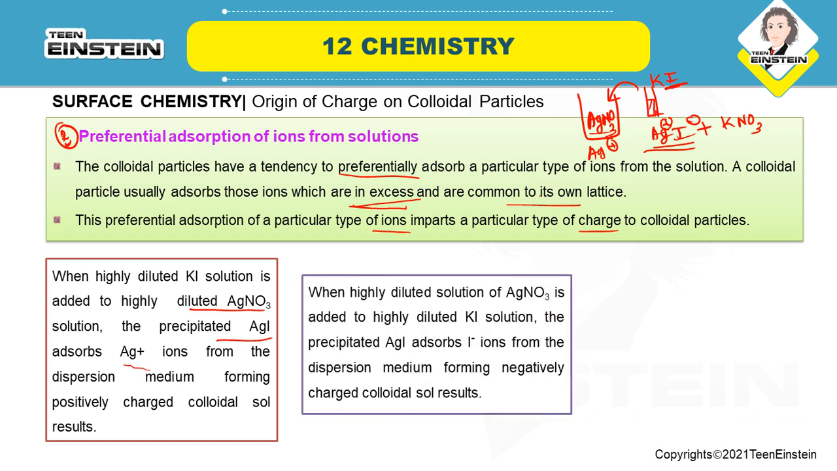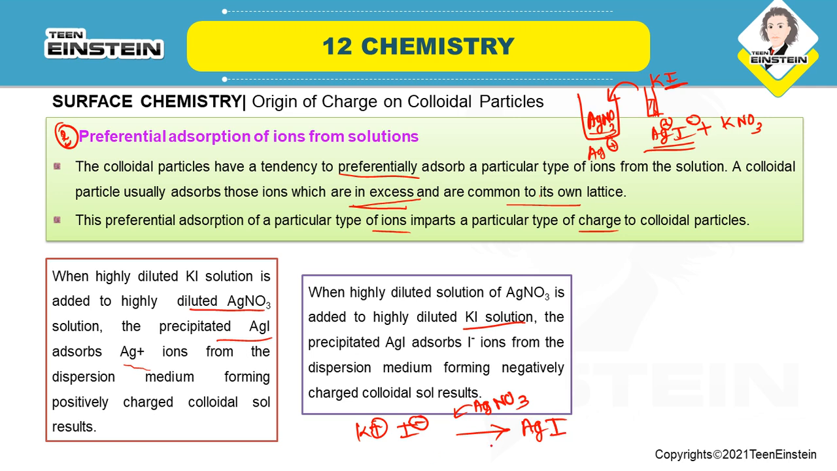Another way is the inverse addition. Now suppose you have taken KI solution, that is, in the container there is KI solution present, and we are slowly adding AgNO3. Obviously in the medium there will already be K+ and I-, and when we are adding AgNO3 slowly, there is formation of AgI precipitate.